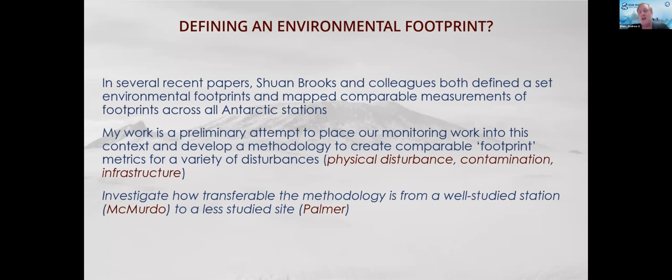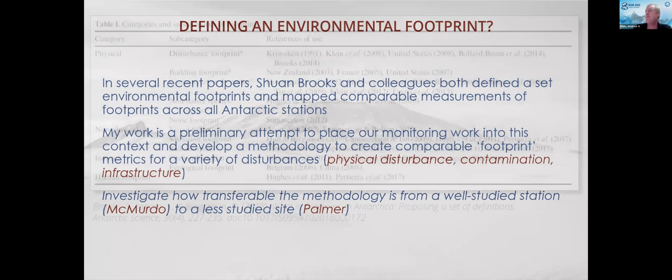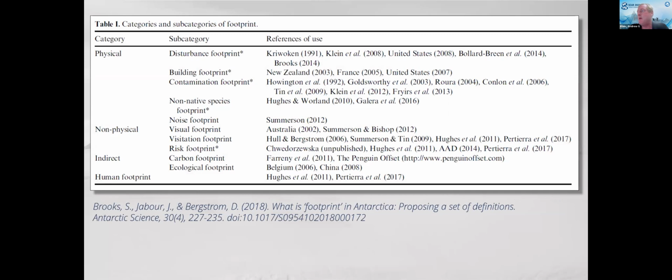And then what I'm not going to have time to talk about, but also looking at, is how you take work that's been done at a fairly well-studied base, McMurdo, and transfer that to a less well-studied station, in our case, Palmer. So in a 2018 publication by Brooks and others, they described or proposed a set of definitions for environmental footprints. And I've actually personally found this really interesting because for years, our project has been trying to do this for McMurdo based on some pretty extensive measurements.